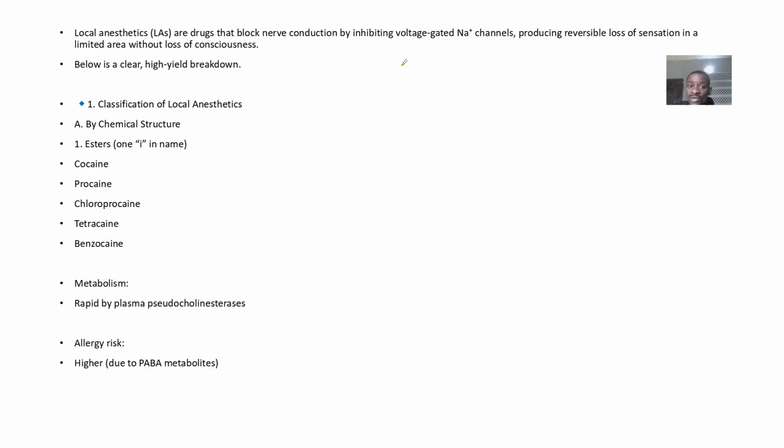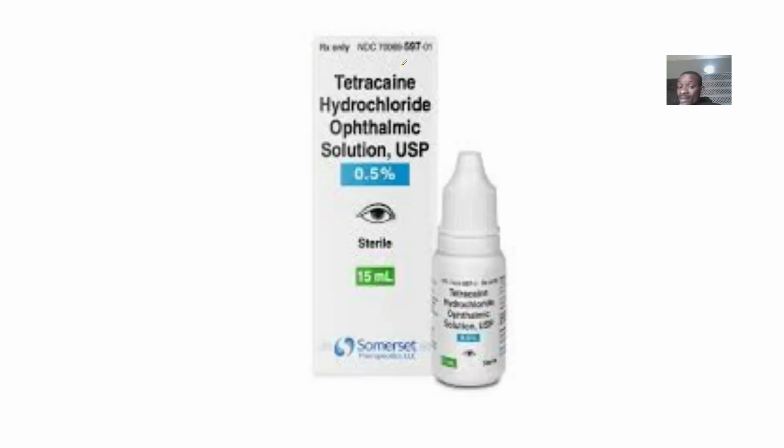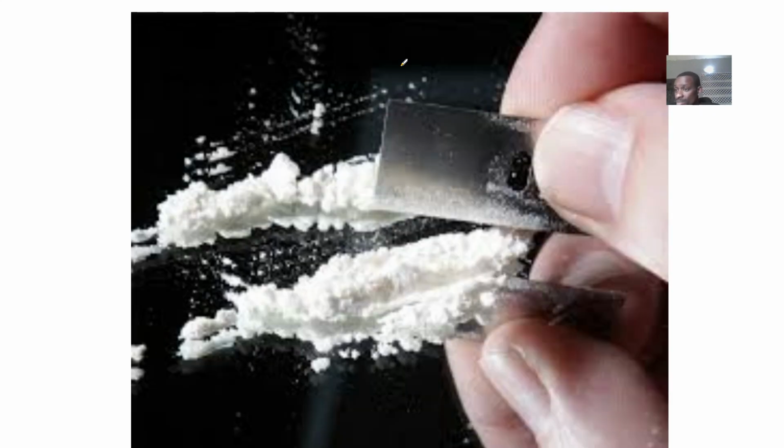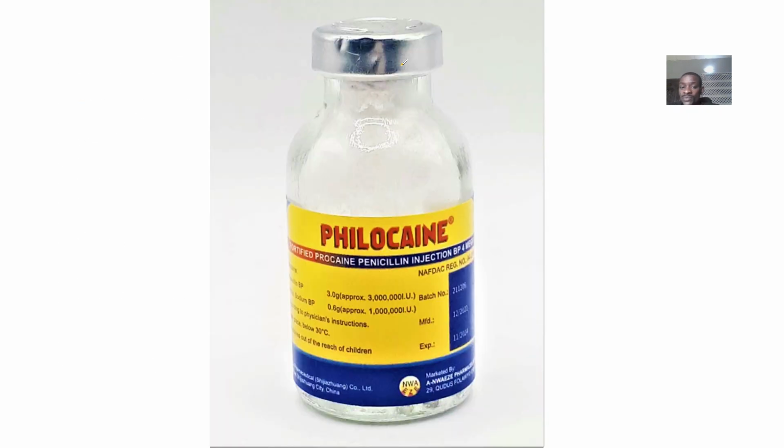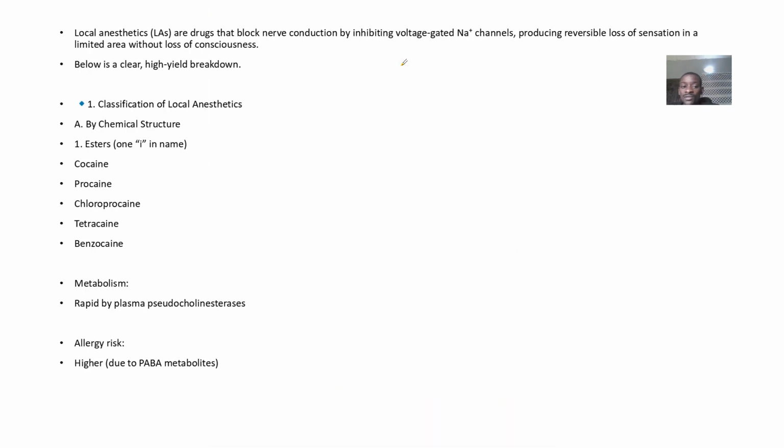So classification of local anesthetics: we have the esters, those that are derived from esters. We have ones like cocaine, the one that people abuse the most. Cocaine is actually a legal drug prescribed in the hospital. Then we have Procaine, Tetracaine, and Benzocaine. So these are mainly derived from esters, right?